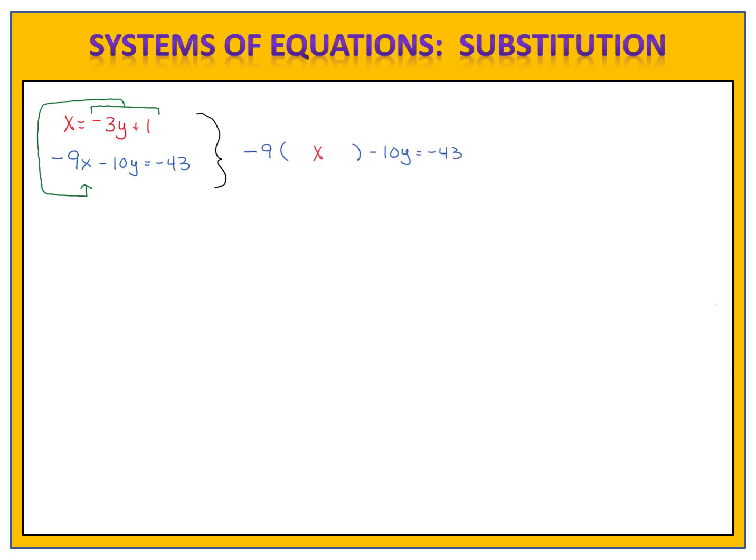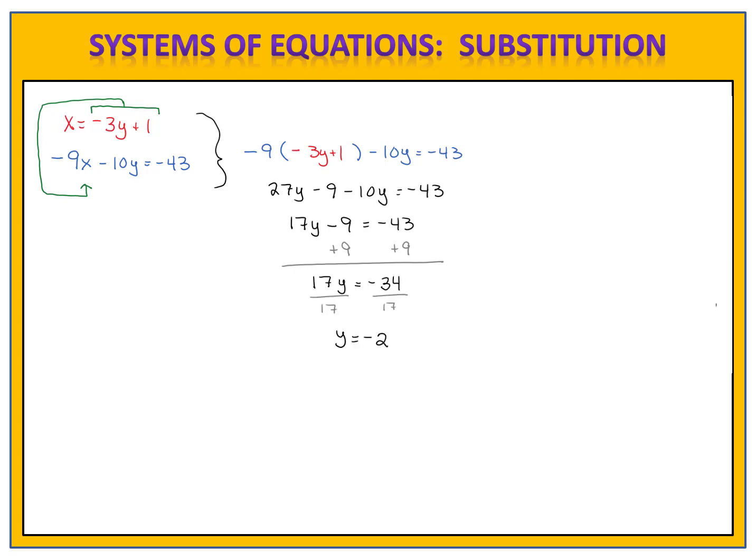So I take that blue equation, negative 9x minus 10y equals negative 43, and I replace the x with the negative 3y plus 1. And now I solve the equation. I begin by using the distributive property, I combine like terms, and then I use my properties of equality to solve the equation. When I do that, I find that y is equal to negative 2.